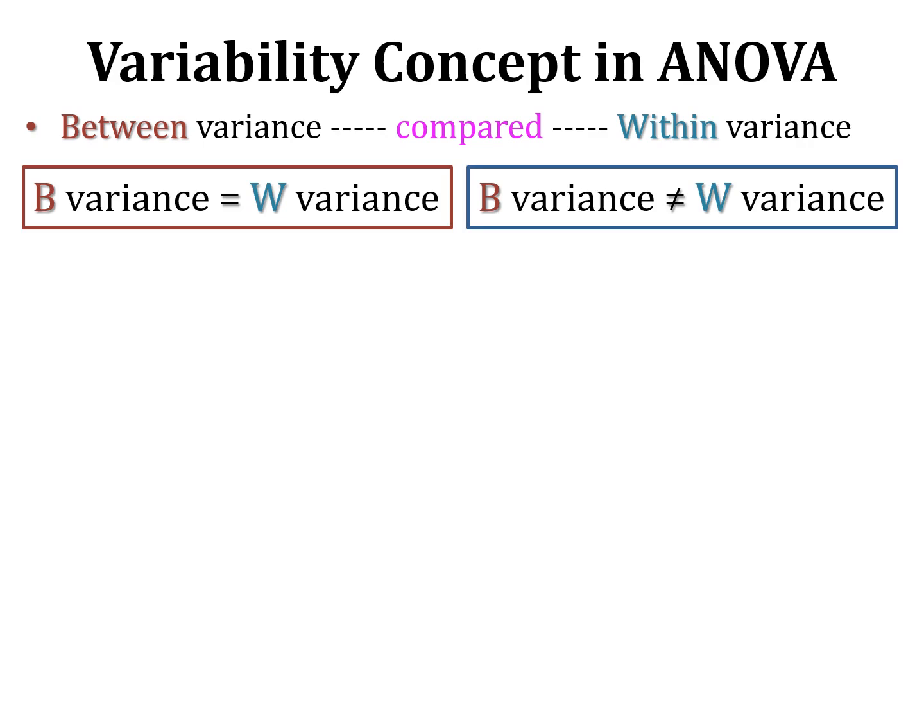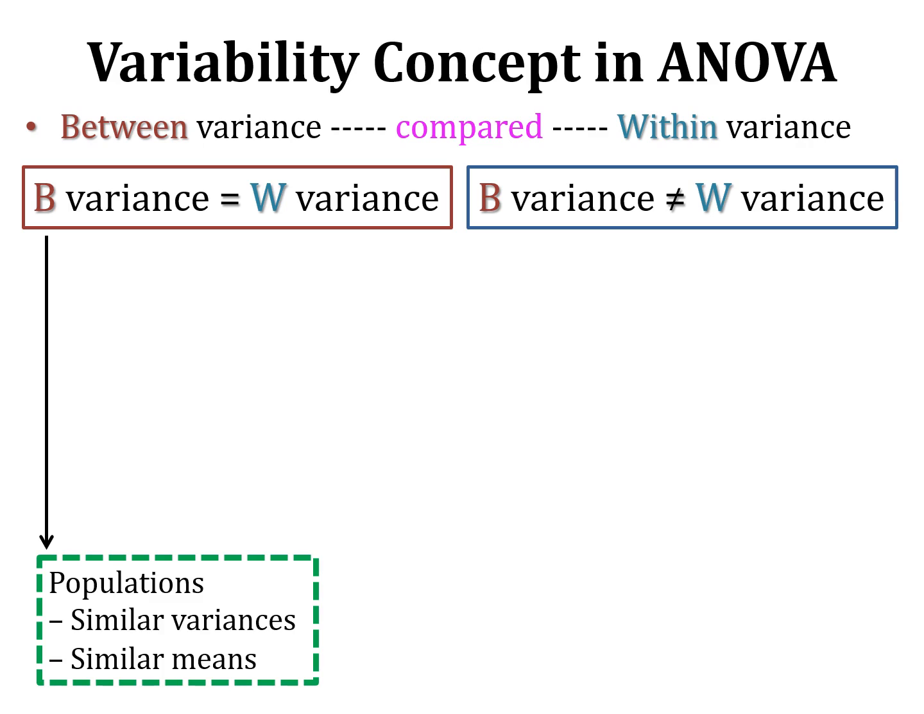So when we compare between variance with within variance, we have two situations here. The first situation is that between variance is equal to within variance. And the second situation is that between variance is not equal to within variance, right? So we have these two possible situations.